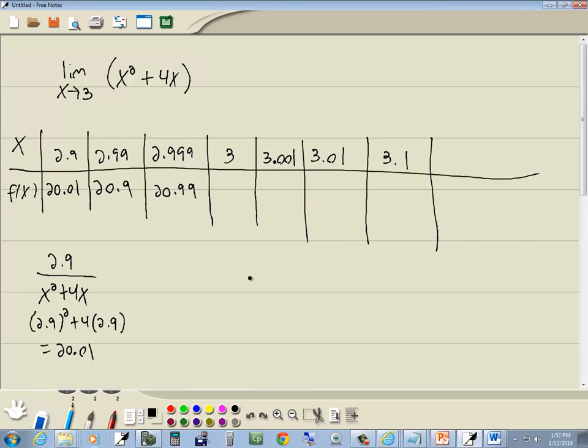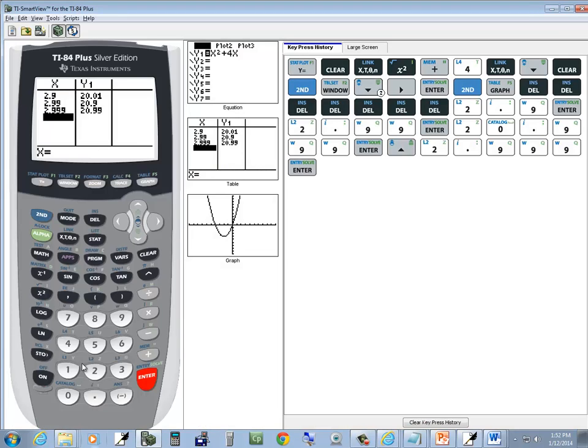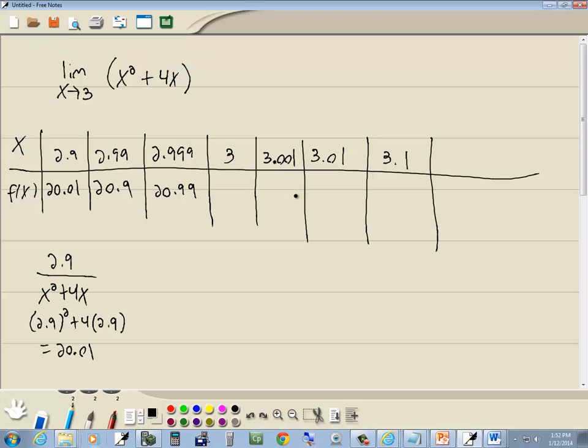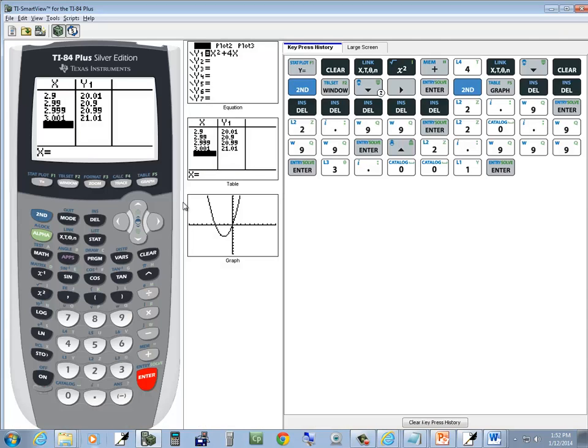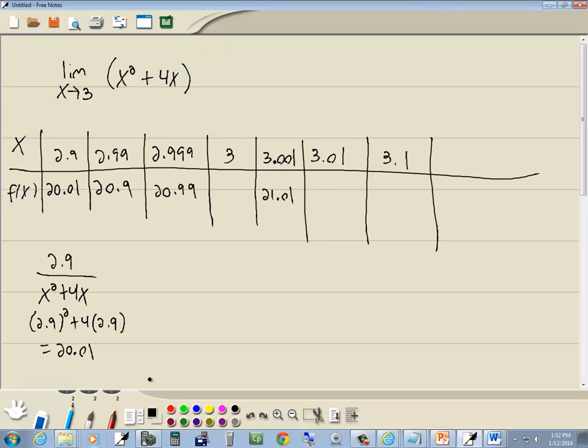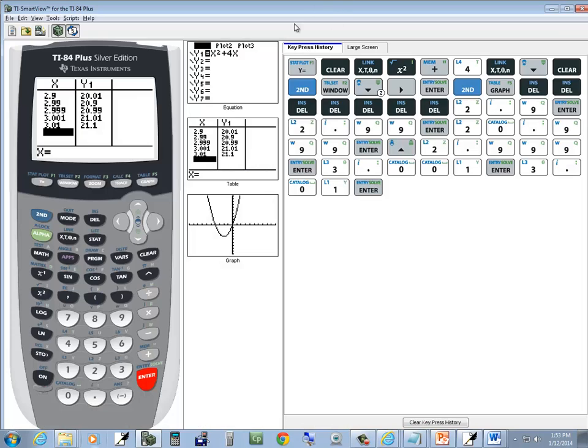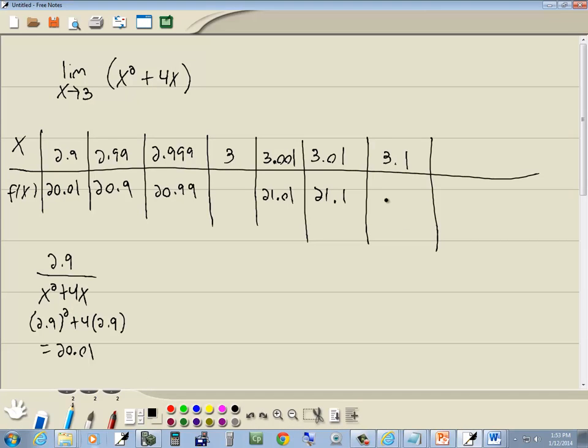Okay, now let's look at it from the other side. Let's put in 3.001. Gives us 21.01. 3.01 gives us 21.1. And then 3.1. And that gives us 22.01.